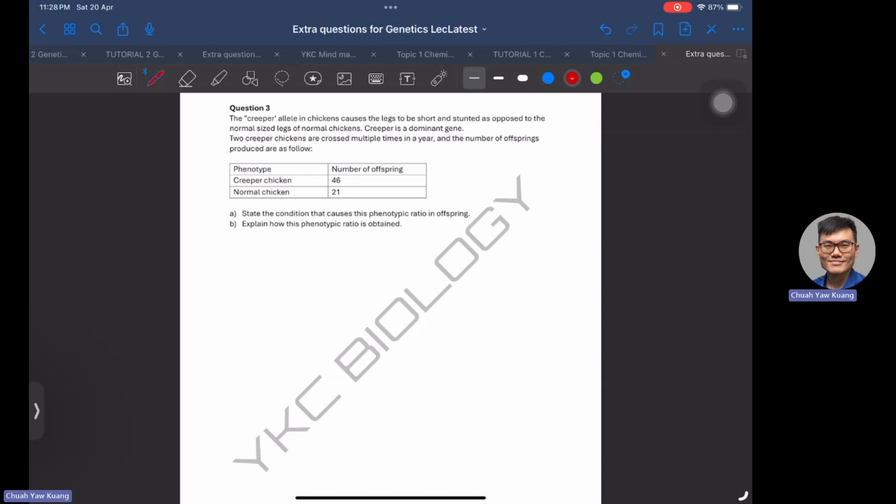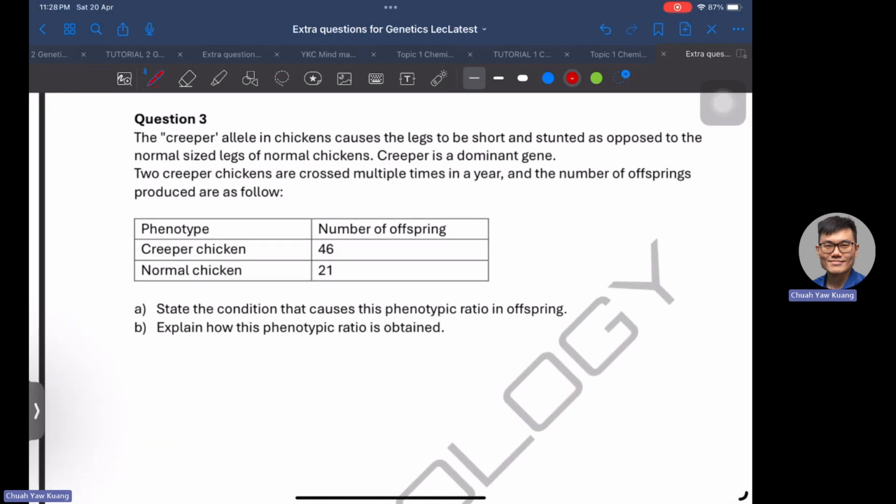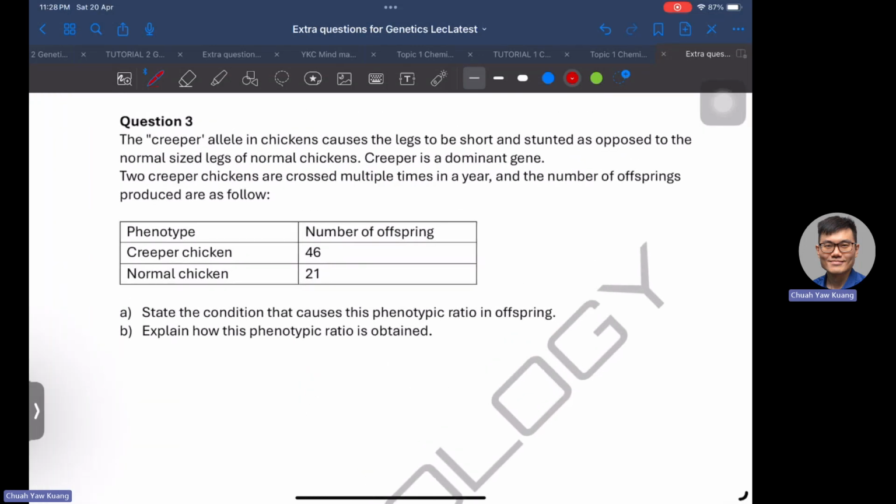Question number 3 shows us the creeper allele in the chicken. This creeper allele is a dominant gene. That means all the creeper chickens have the dominant trait, and the normal chickens have the recessive trait.